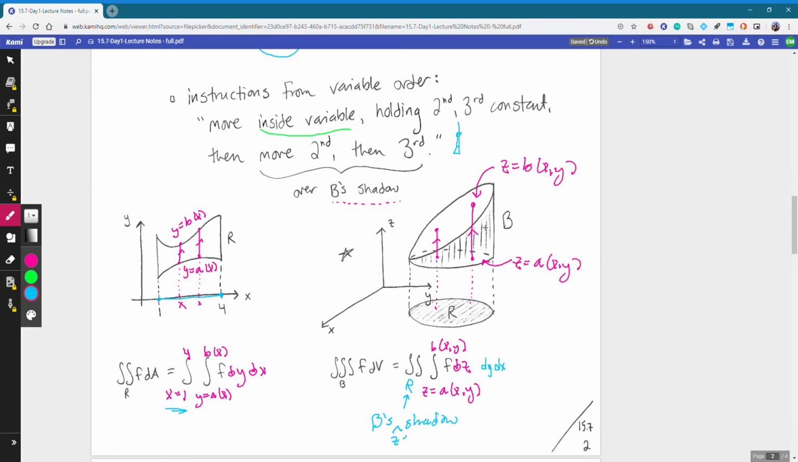All right, and so the idea here is very much in analogy with what we've seen before. I'm moving our first variable, holding the others constant, and then moving the others across the shadow of that thing in the appropriate direction. So this is kind of the picture, this is the idea. And what I'd like to do now is look at how this can play out with a particular example.